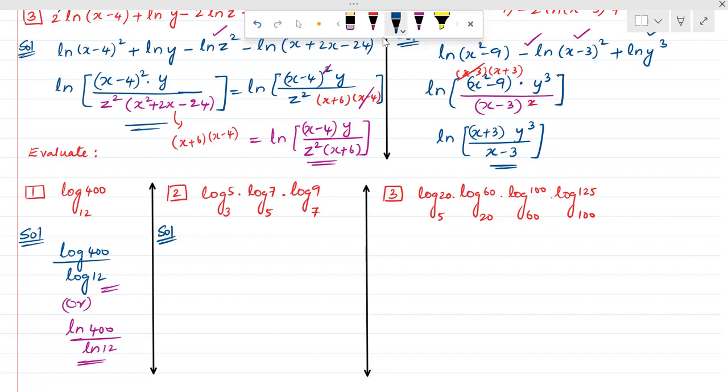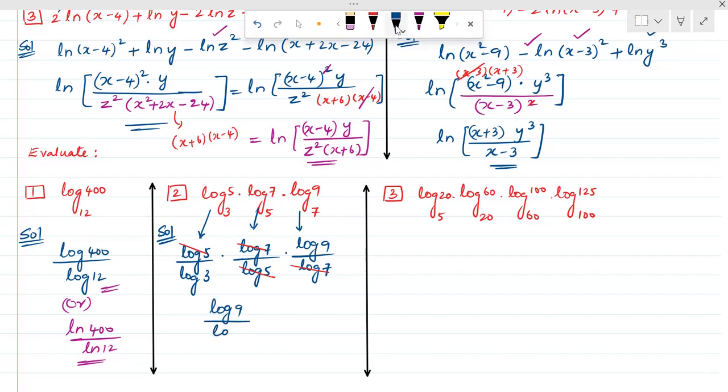Now the next one here, log 5. I have to evaluate this one using the change of base rule. As per this, I can write it as log 5 over log 3 into log 7 over log 5 into log 9 over log 7. What terms get cancelled here? Log 5 cancels, log 7 cancels. So the remaining part you will get is log 9 over log 3.